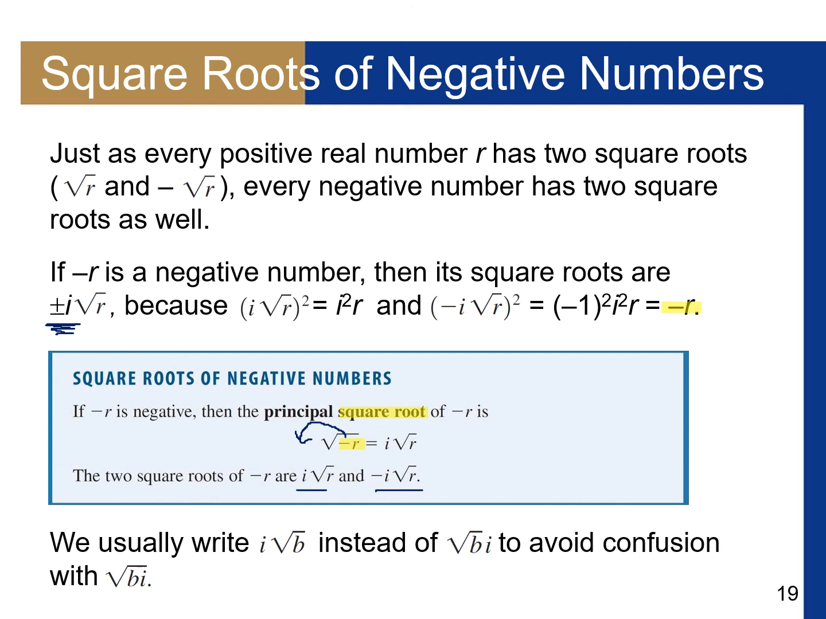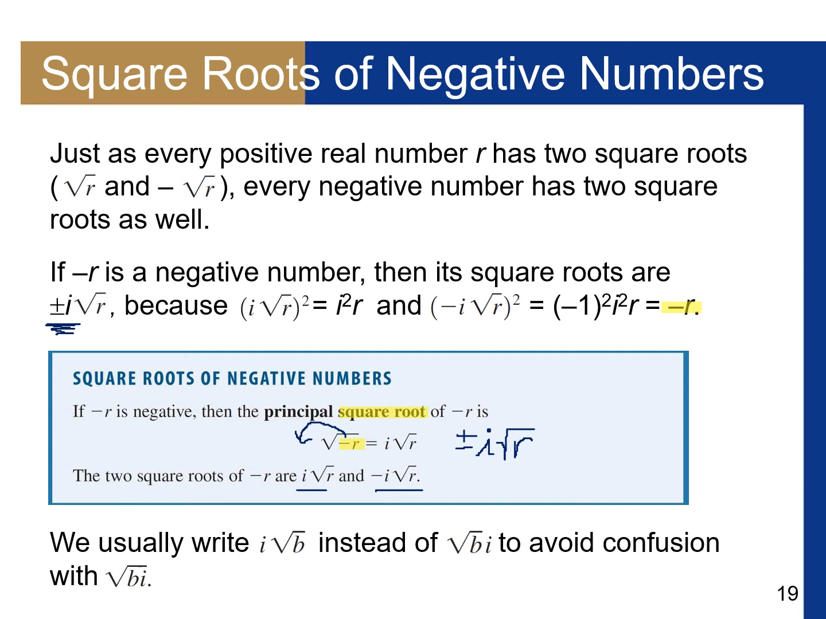Why? Again, because this is plus or minus i square root of r. Now you might say, well, how come they didn't put plus or minus right there in the definition? Well, because a lot of times when we're just talking about one of the answers we want, it usually is just the positive. But here they're trying to show you that it could be positive i square root of r or negative i square root of r.